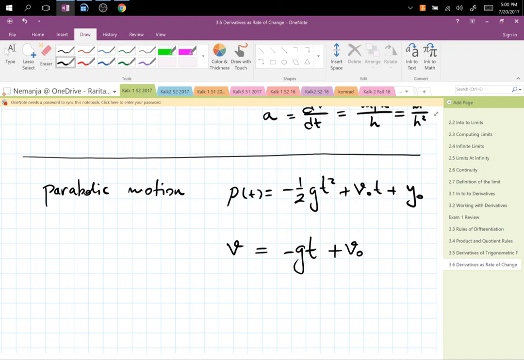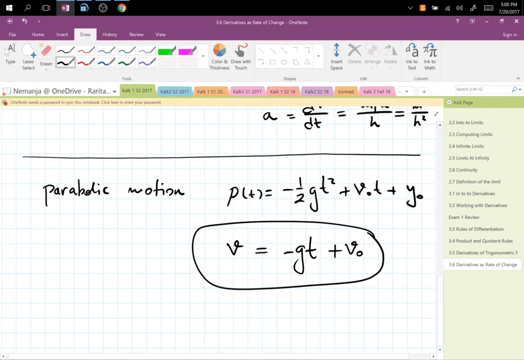Does anyone recognize the formula? In physics, you've probably seen this formula as velocity final is equal to velocity initial plus acceleration times time. Or you've seen it as velocity final minus velocity initial is acceleration times time. Depends on who teaches it which way. That's that formula.